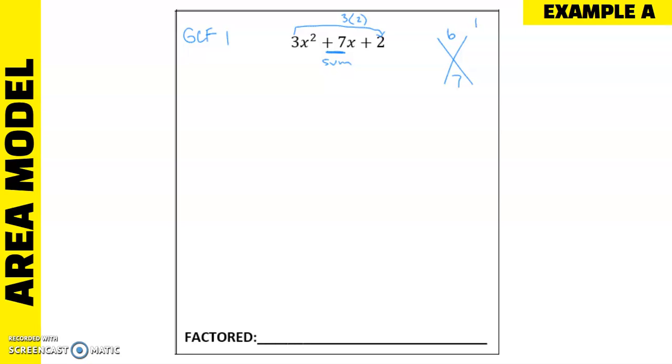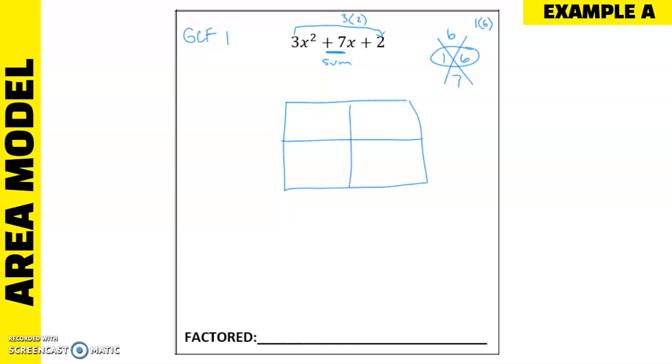And I just go through my numbers. If I do 1 times 6, that's 6. 1 plus 6, oh, that's 7. Hey, I love it when it's the first one. Okay, so 1 and 6 are going to be what I'm going to use inside. So now I'm going to create my area model.